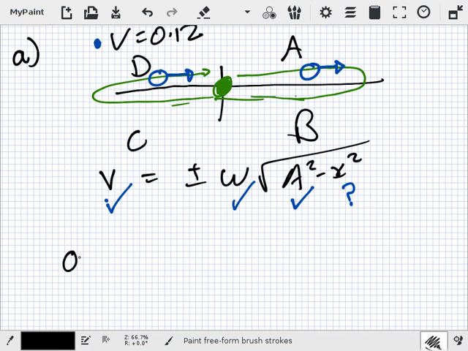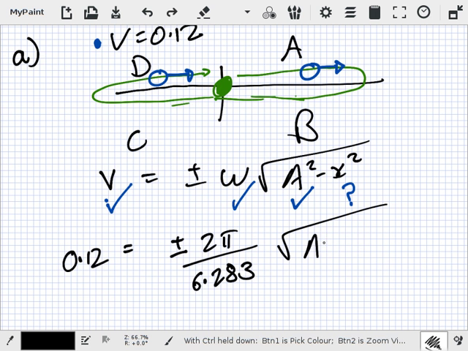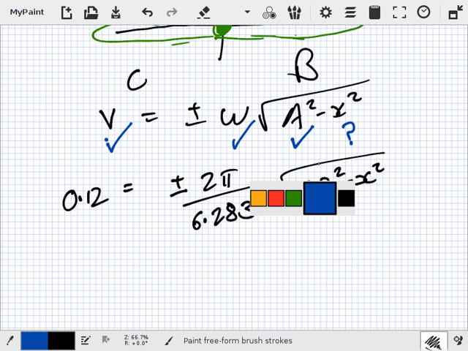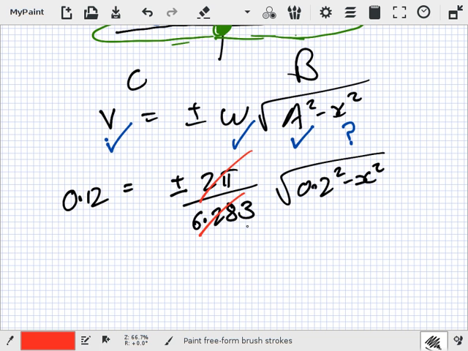So you can say 0.12 equals plus or minus 2 pi over T, with T being 6.283, times the square root of A squared minus x squared, and A is 0.2, so 0.2 squared minus x squared. Now look, there's 2 answers here because of the plus and the minus. But didn't we say at the beginning we think there's 2 answers? The reason I gave you the time of 6.28 is because that's the same as 2 pi, so they cancel. Now, how do I get rid of a square root? How would I cancel a square root?